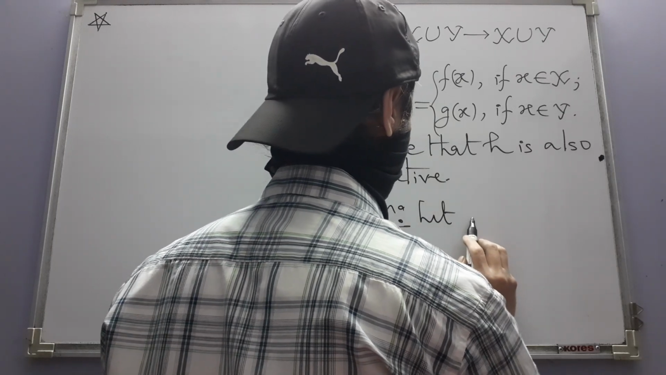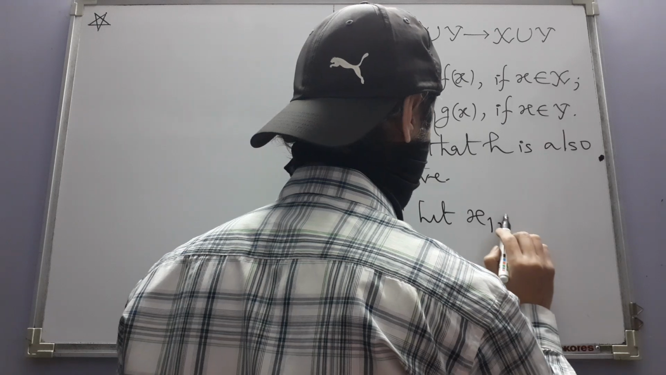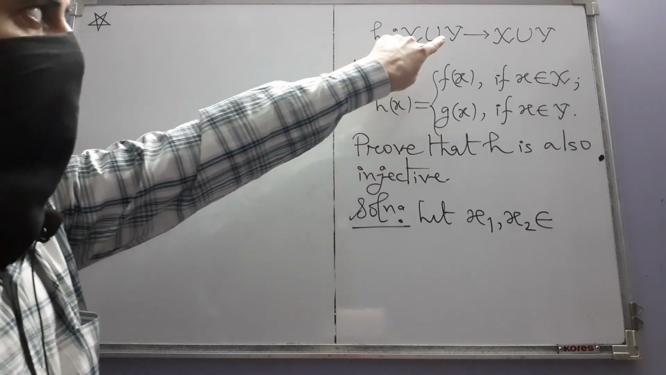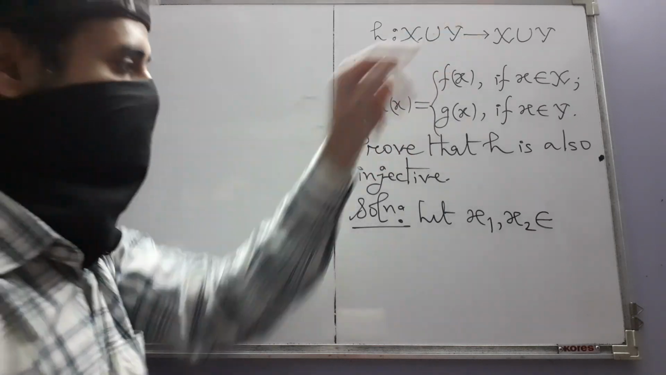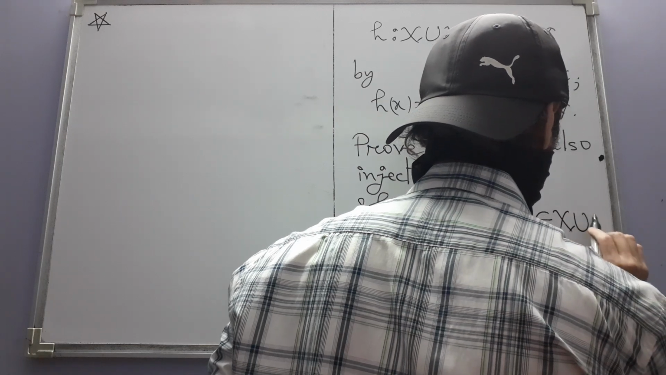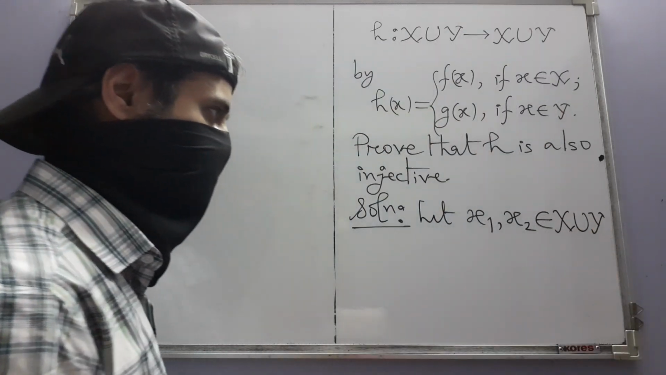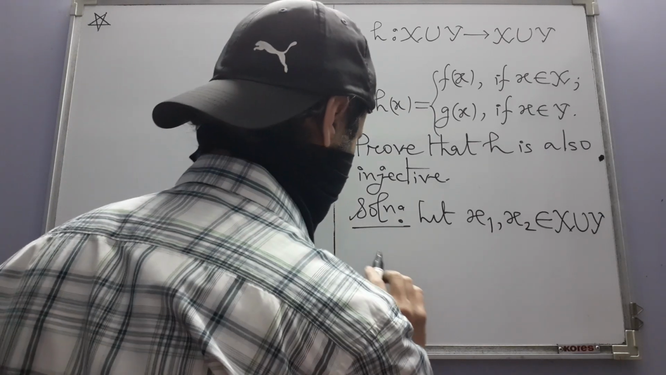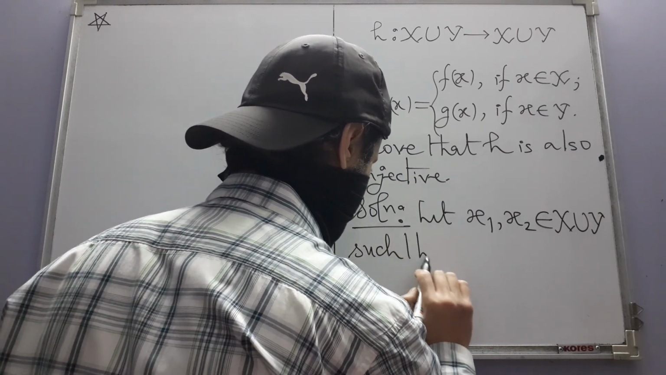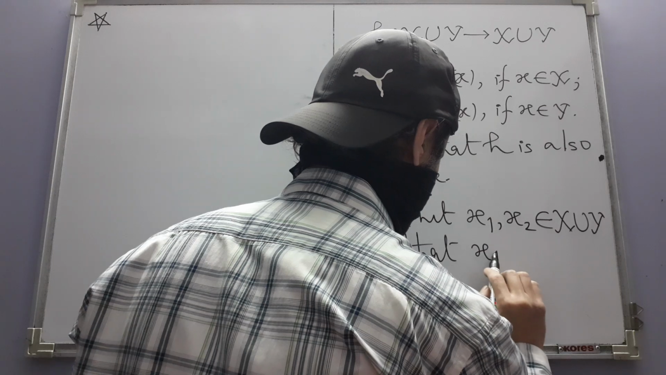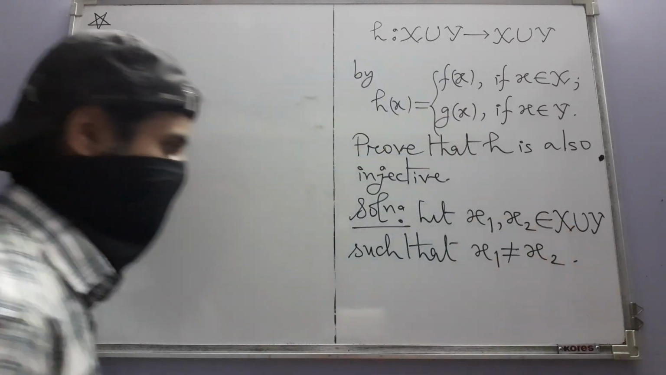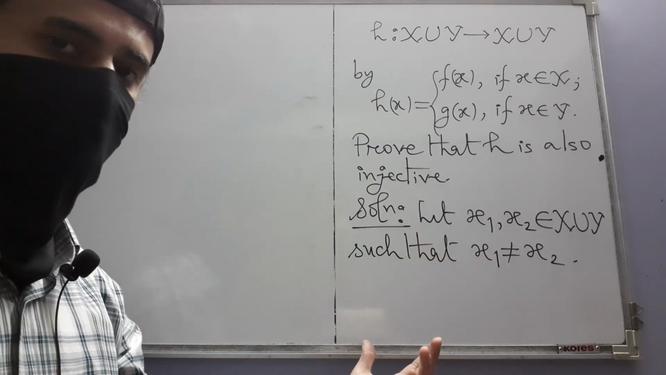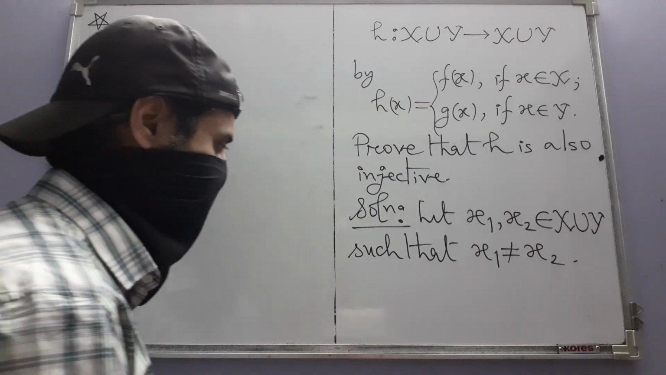Let, say, x1 and x2 belong to, keep in mind we want to show that h is injective, so we would take two distinct elements in the domain of h, X union Y, and depending on where the elements really lie, here also we will see 4 cases, such that they are distinct. If you want, you can make the solution visually more appealing by writing case 1, case 2. Those things you can do. I am not going to do that.